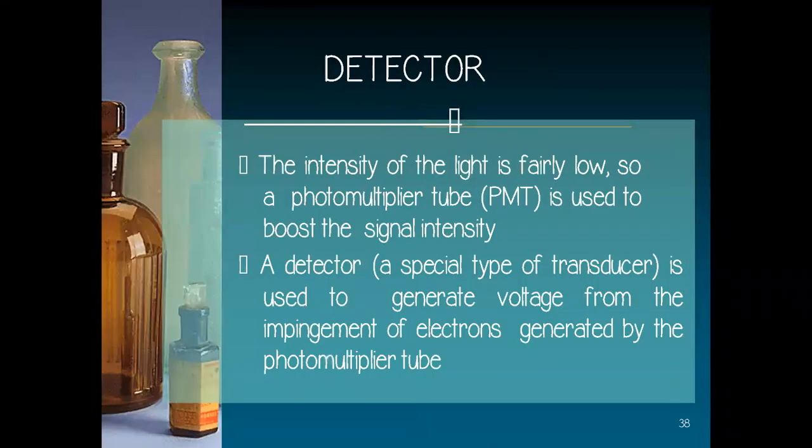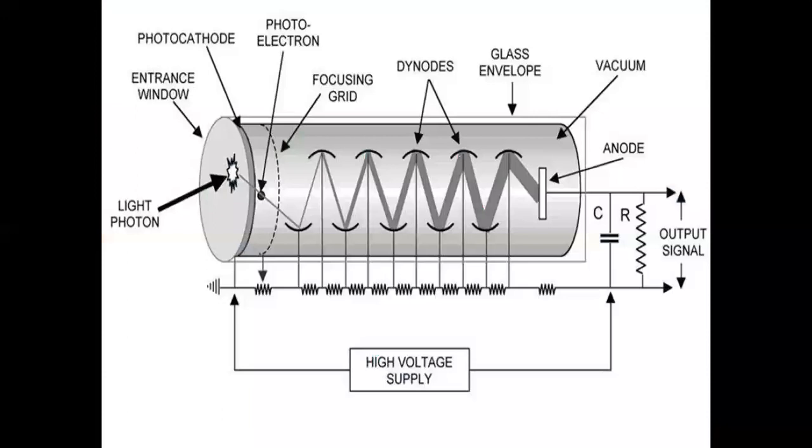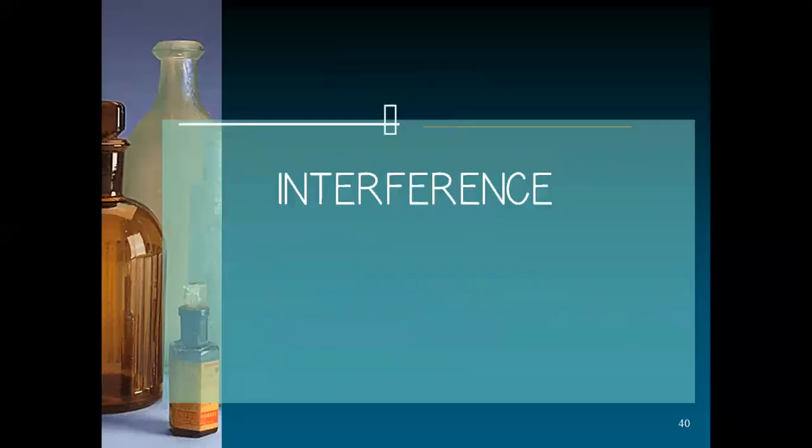Then the detector. The intensity of light is fairly low, so a photomultiplier tube is used to boost the signal intensity, and the detector, which is a special type of transducer, is used to generate voltage from the impinging of the electrons generated by the photomultiplier tube. So ये detectors भी हमने previous detectors की तरह ही, हम या तो PMT use करेंगे, या फिर voltage वाले transducers use कर पाएंगे जो कि electrons को signals में convert करता है. This is a common depiction of a photomultiplier tube. ये हम लोग पहले already discuss कर चुके हैं.